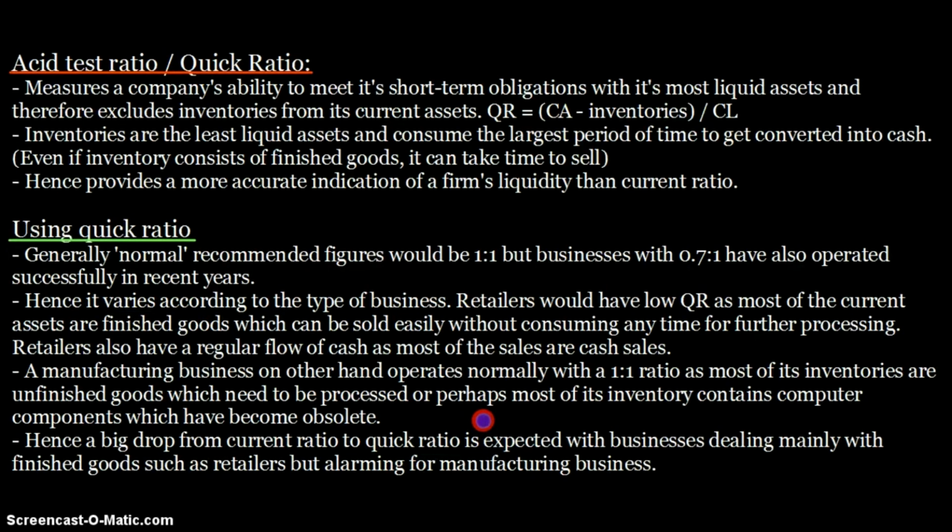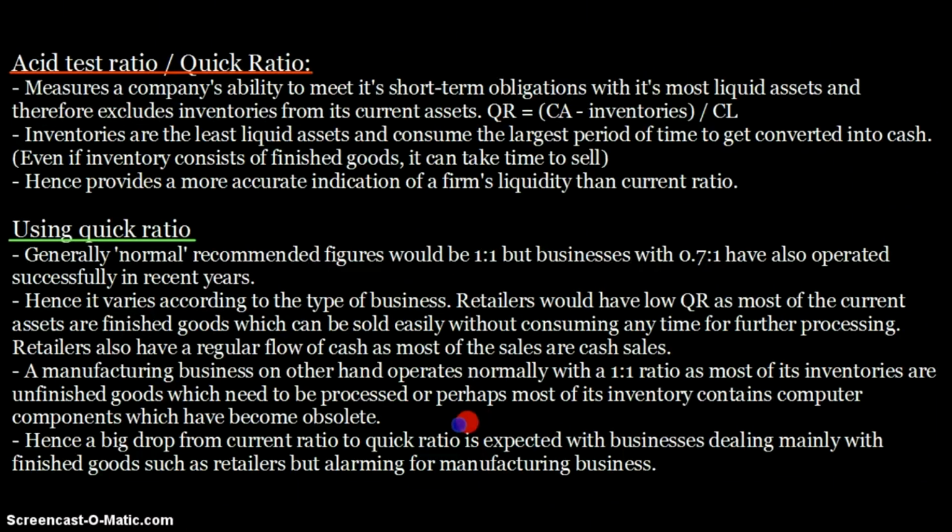So when we remove inventories from your current ratio to have your quick ratio, we need to have a good ratio. A normal ratio of 1:1 is okay, but if a manufacturing business falls below that, then that's alarming, because that means your liquidity is at stake. You don't have enough assets to pay off your current liabilities, because you can't rely on inventories. Your inventories take a lot of time to be converted into cash, so that's not a good thing.